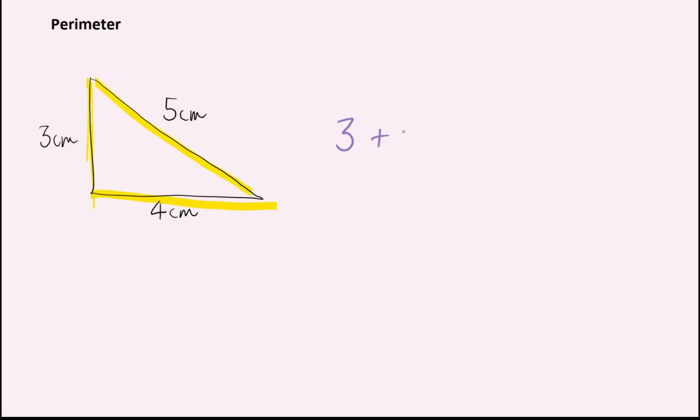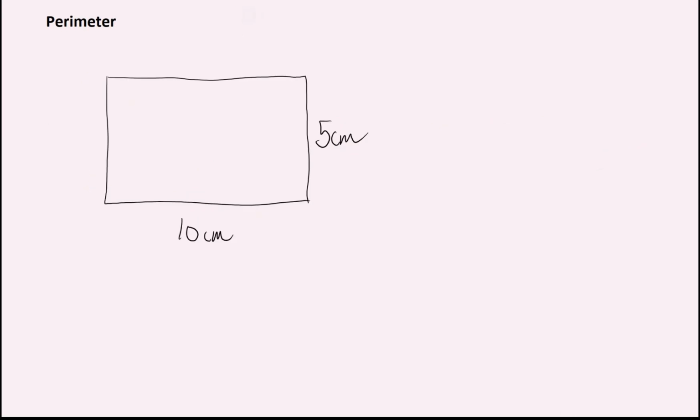So you'd simply do 3 plus 4 plus 5, and that would give you 12 centimetres. Note that since it's just the distance around the outside, the length is only centimetres and not centimetres squared. That's only for area. Okay, we'll start with just a few basic shapes.